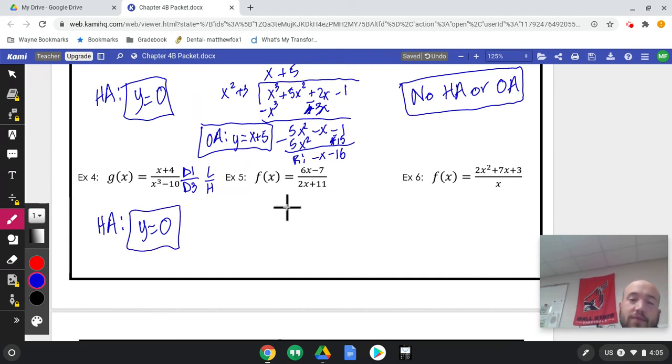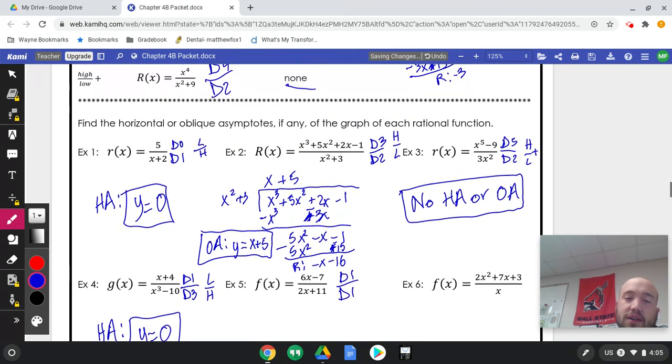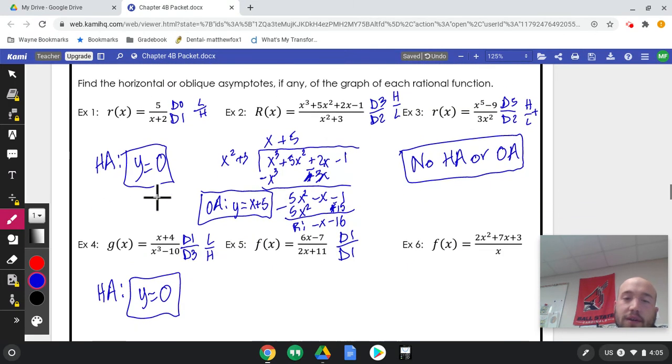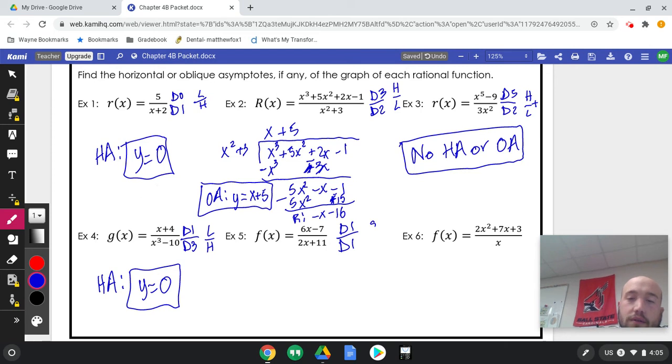Okay, this next one, degree 1 over degree 1. If that is the case, then you go up here, that's going to be the same over same. So we take the leading coefficients. So 6 over 2, that reduces to 3. So our horizontal asymptote is going to occur at y equals 3.